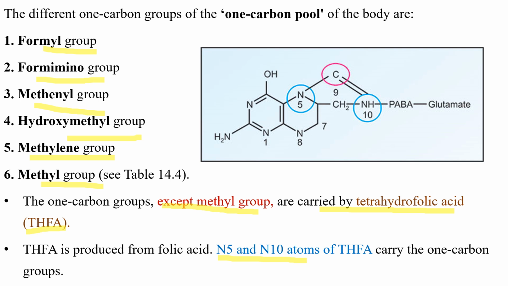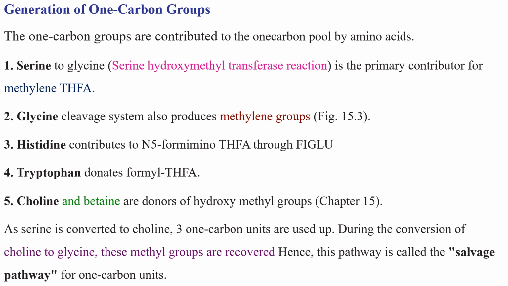So in this picture we can see the tetrahydrofolic acid, which has a pteridine ring and a glutamate also. So nitrogen number 5 and nitrogen number 10 are involved in carrying these one carbon groups. So these one carbon groups are formed in different forms like formimino THFA, methenyl THFA, hydroxymethyl THFA, after the tetrahydrofolic acid carries these groups. So these one carbon groups are generated when glycine converts into serine, so methenyl THFA is produced. During the cleavage system of glycine, methylene group is produced.